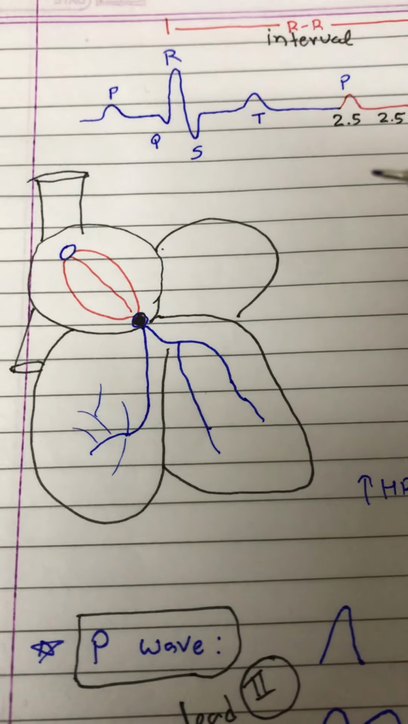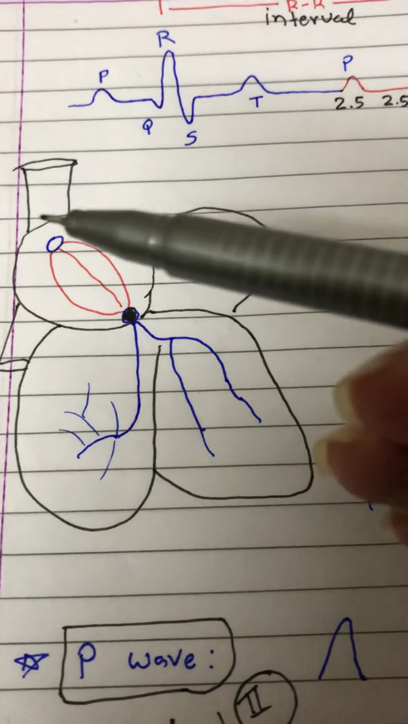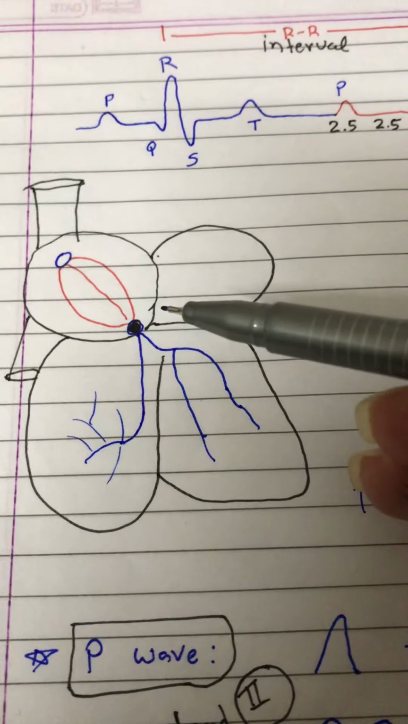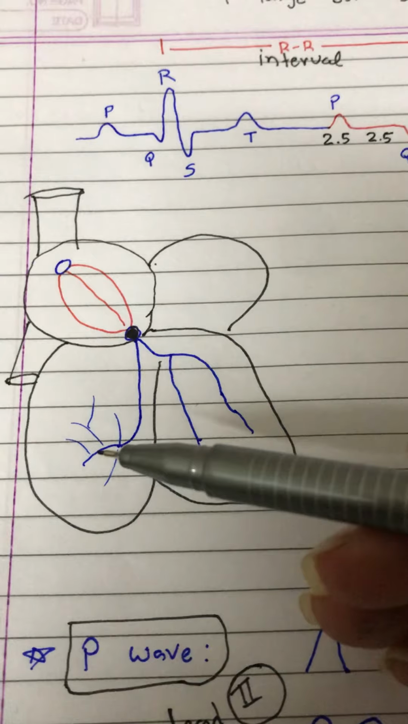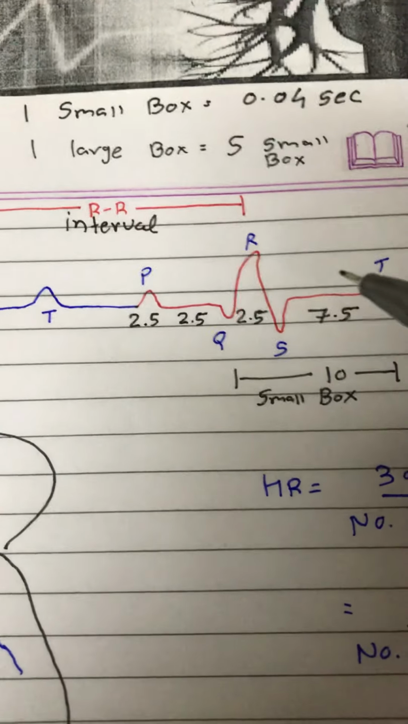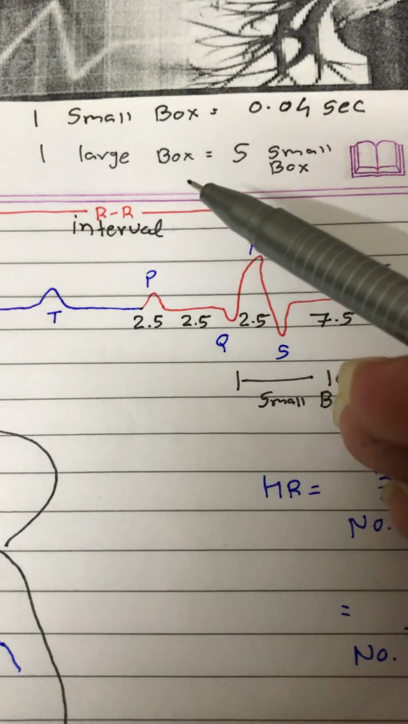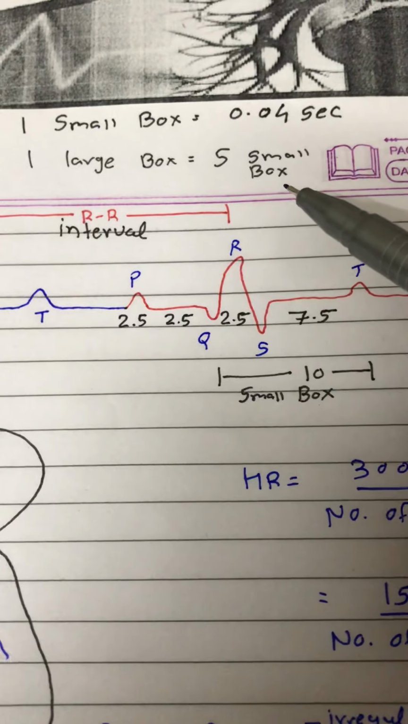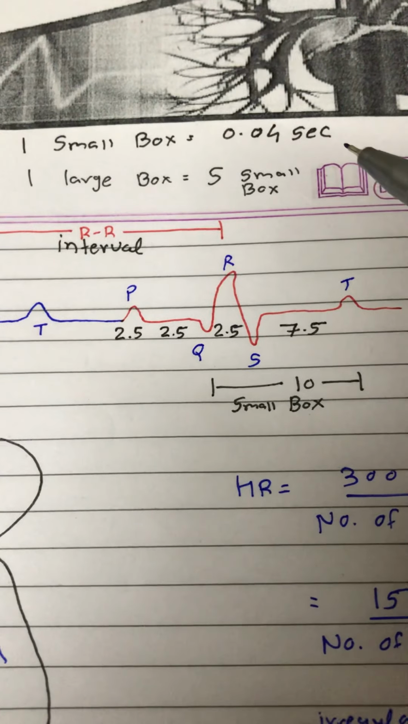Let us learn ECG in the easiest way, okay? So as you see, a current flows from the SA node to the AV node, from the AV node to the bundle of His, to the Purkinje fibers, to the ventricular muscle. Now in ECG, there is one small box and one large box. One large box contains 5 small boxes, and one small box is approximately 0.04 second in duration.